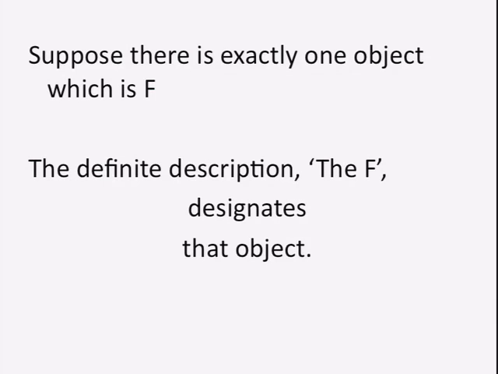Consider now a definite description like 'the F'. Suppose there's exactly one object that is F. Suppose there's exactly one thing that wrote Waverley. Waverley has just one author. So then the definite description 'the F' denotes, designates, the object. We'll just talk about designation like that. Is 'the F' a rigid designator?